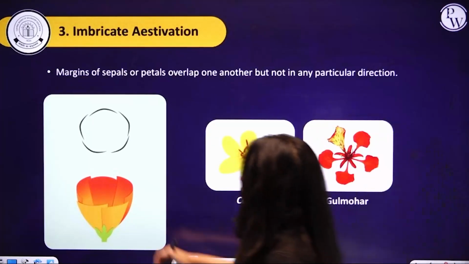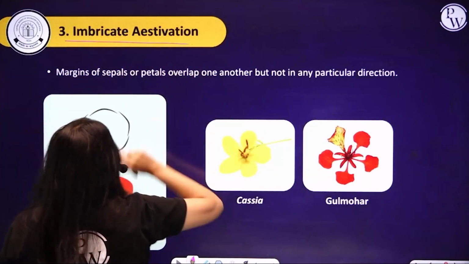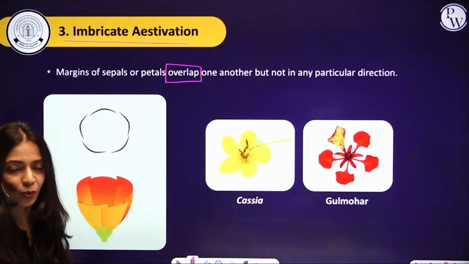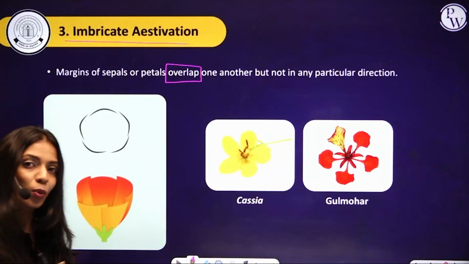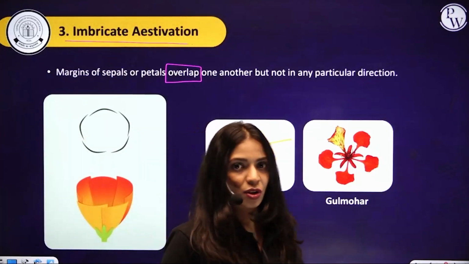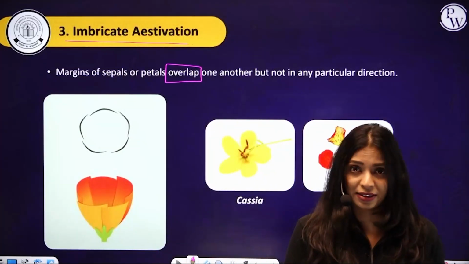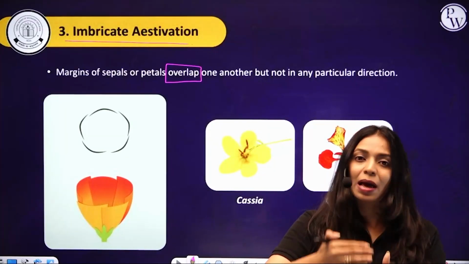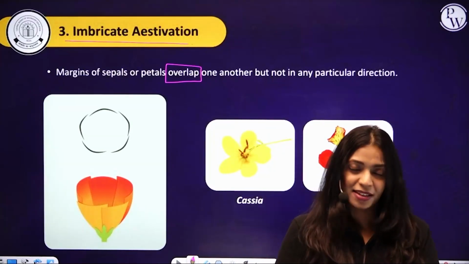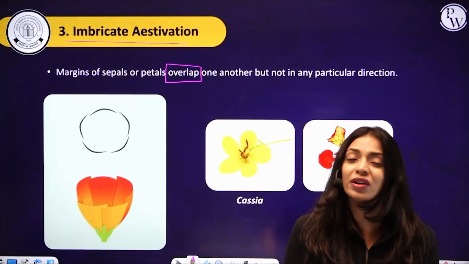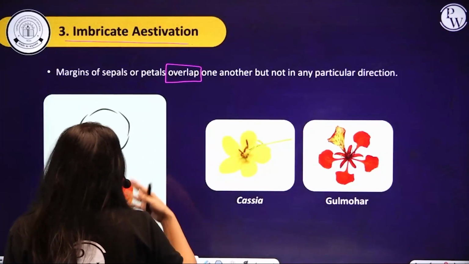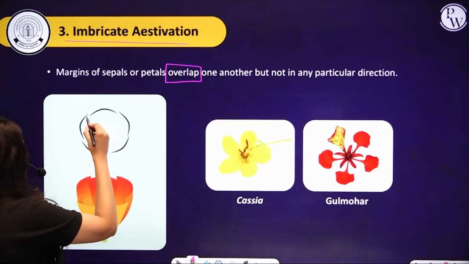which is imbricate estivation. Over here, we do see some petals or sepals overlapping one another. But unlike what we saw in twisted estivation, where there was a specific pattern, right? Every time a petal or sepal was overlapping one and being overlapped by the next. But over here, you don't see that overlapping in any particular direction. So as you can see here, there are 5 petals used for representation.